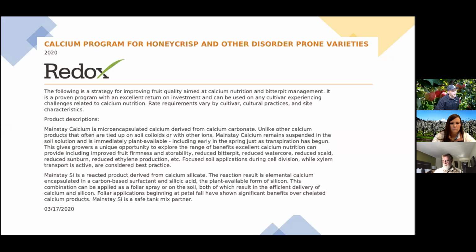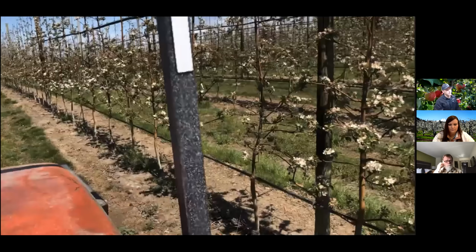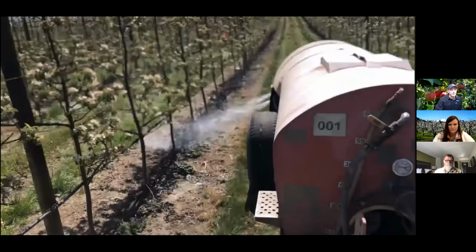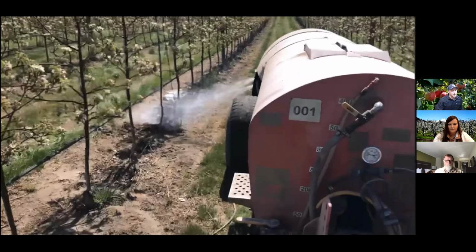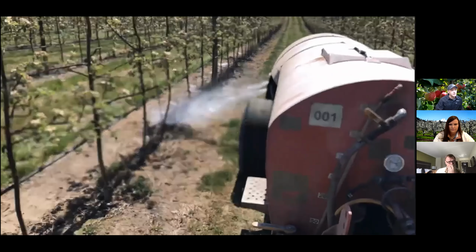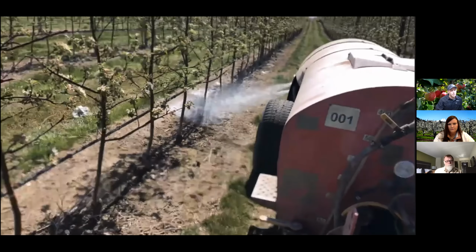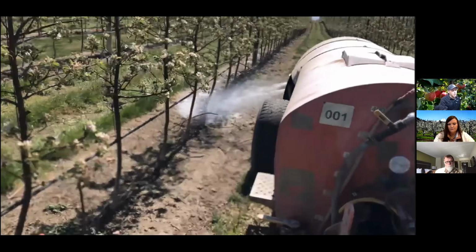So here we have a program for Honeycrisp and other disorder-prone varieties. It comprises both Mainstay Calcium on the soil and Mainstay SI as a foliar spray. This is a short video where we're applying this during bloom in some cases, using the speed spread. It's a very nice way to do it. We're getting 40 to 60 gallons of water to the acre, and you really cover a lot of ground in short periods.